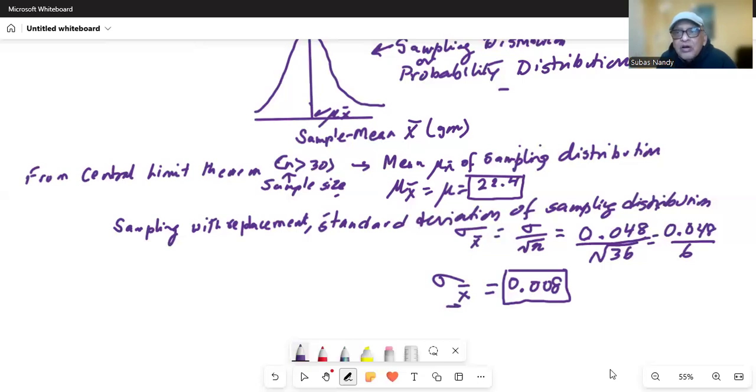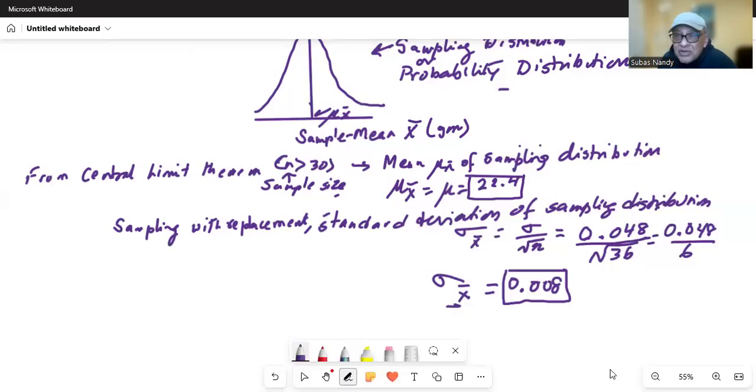And the standard deviation of the sampling distribution, which is sigma x bar, is the population standard deviation divided by square root of the sample size. This is because we are replacing the sample ball drawn from the population every time. So this is sampling with replacement. In this case, the standard deviation of the sampling distribution, by the way, also called standard error, is 0.008, which is the population standard deviation divided by square root of the sample size.